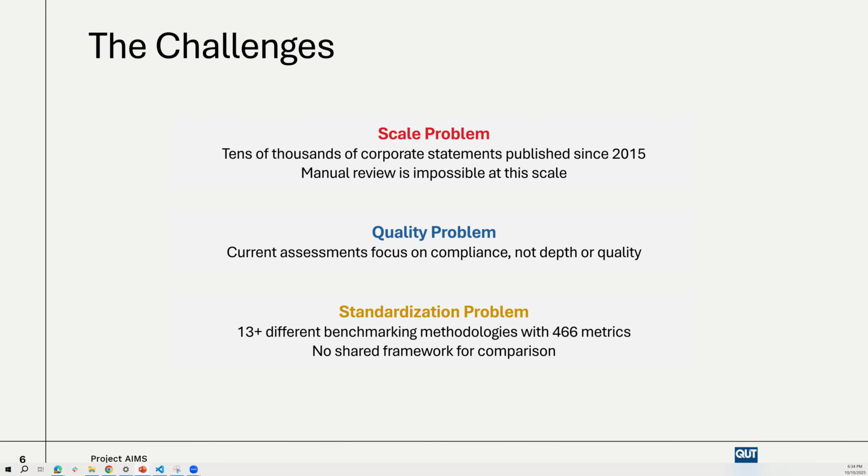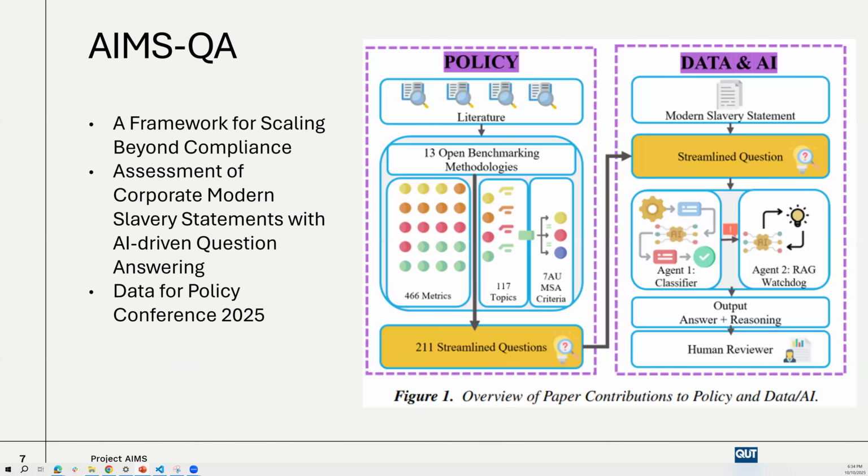and then bring the tools that we developed in Project AIMS to scale this assessment, to really assess all companies each year across the same metrics, and to understand which companies are leading the work against modern slavery and which companies need to be guided more to improve their practices. And this is where the AIMS QA framework comes into place.